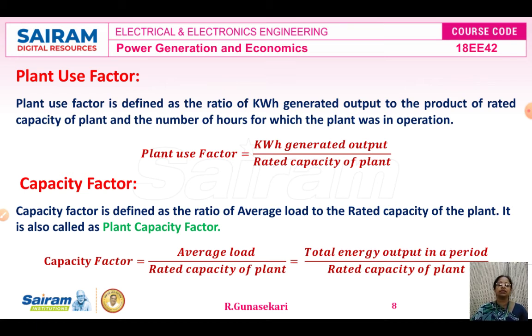The next factor is capacity factor. The capacity factor is defined as the ratio of average load to the rated capacity of the power plant. It is also called the plant capacity factor. Another formula for calculating the capacity factor is total energy output in a period divided by rated capacity of the power plant. So therefore the formula is capacity factor equal to average load divided by rated capacity of the power plant, that is equal to total energy output in a period divided by rated capacity of the power plant.